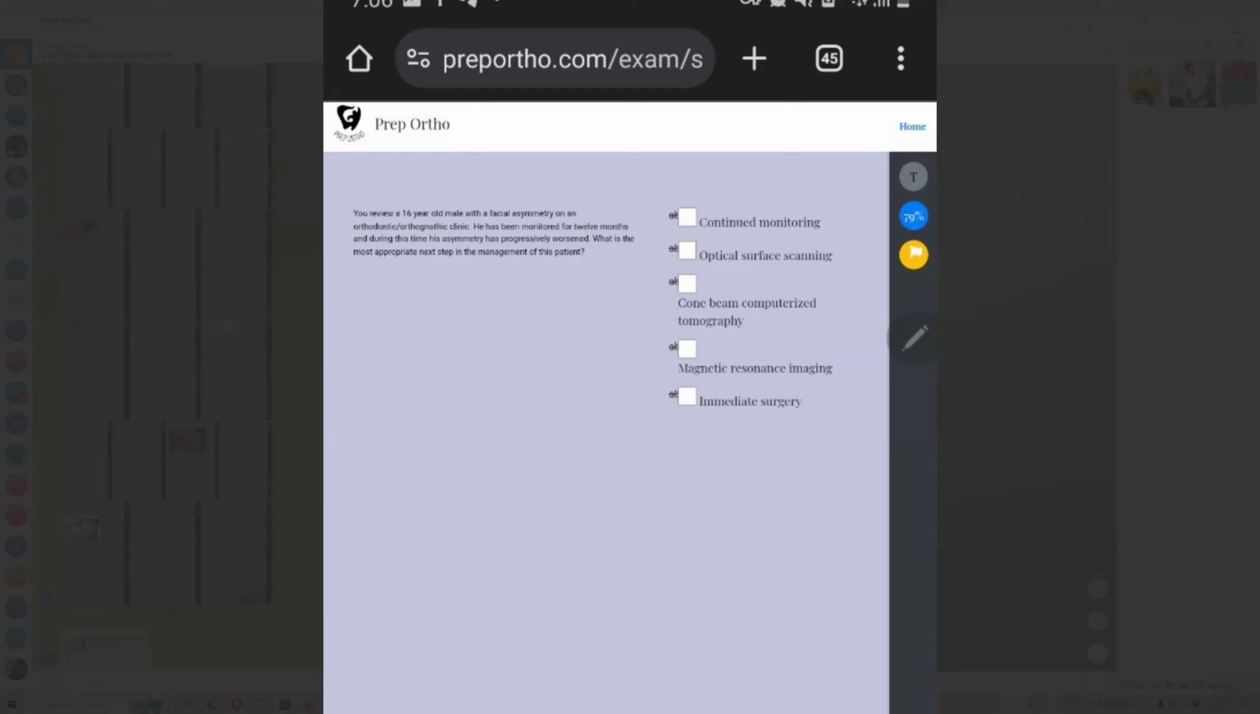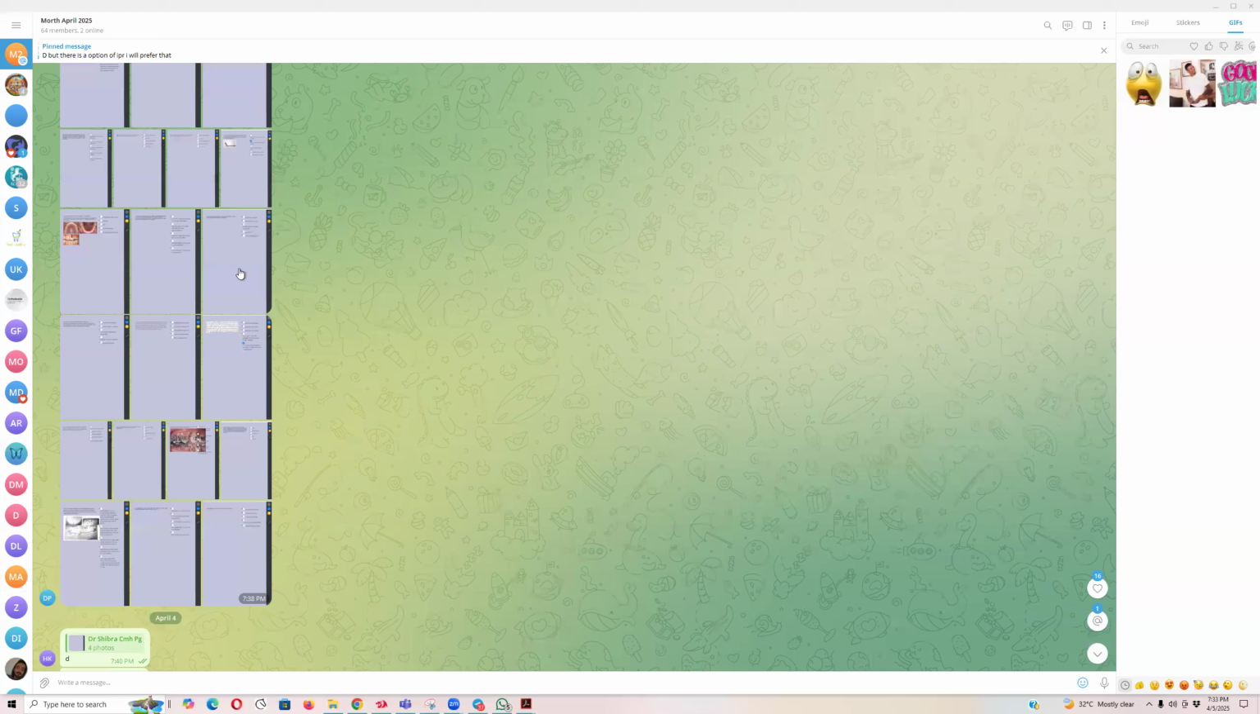So we cannot use a subjective method. We need an objective method, to be very sure that things are not changing. The objective method is optical surface scanning, and they have also written it in the handbook of orthodontics, in the chapter on orthognathic surgery. So option B here. Yeah, option B.